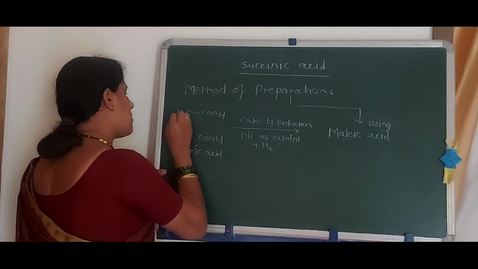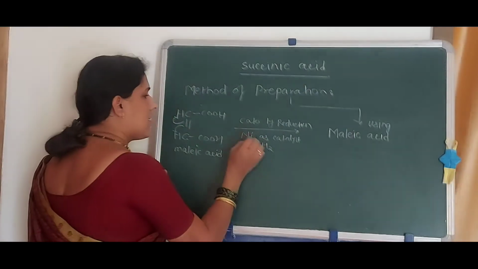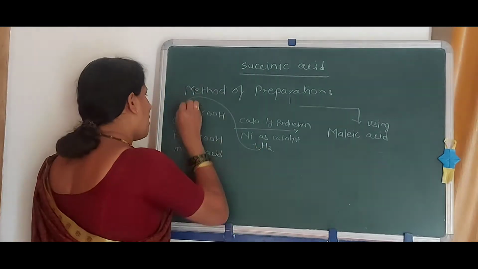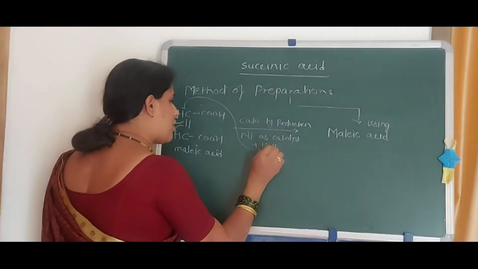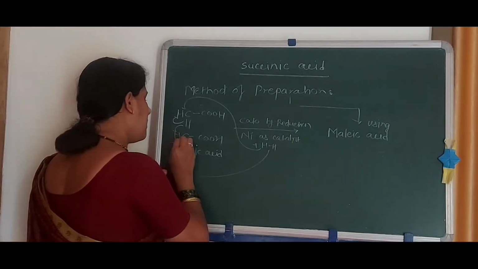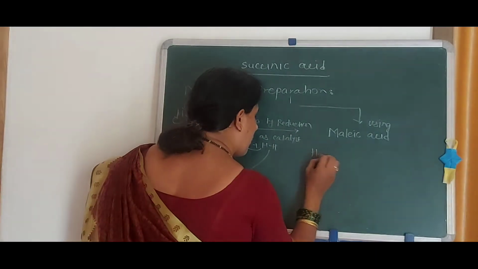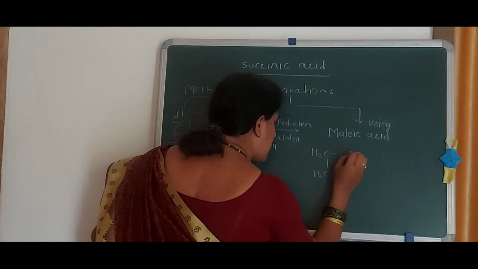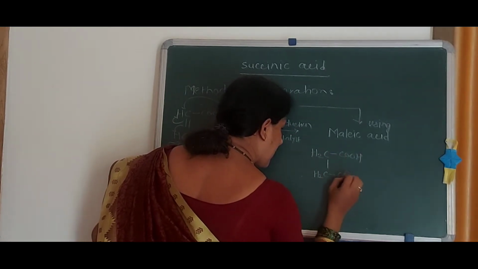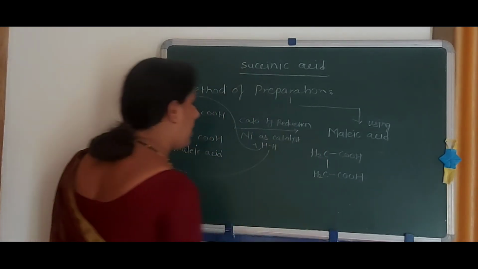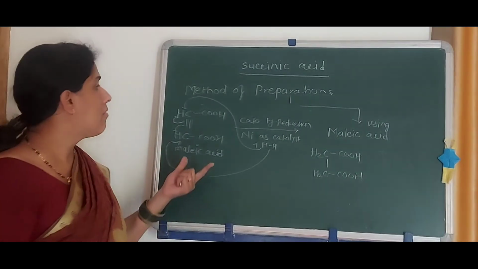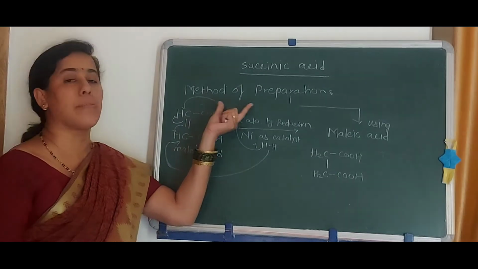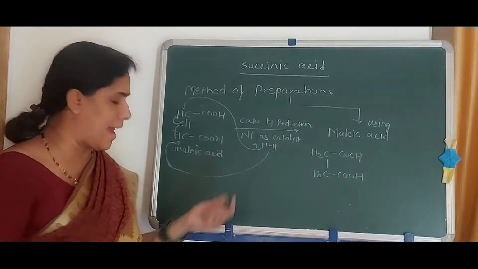Okay, this bond goes to here, this bond goes to here, this H2 goes to here, this H and H here, this is going on here. There is formation of CH2, CH2COOH. Thus, we have seen here two methods for preparation of succinic acid.